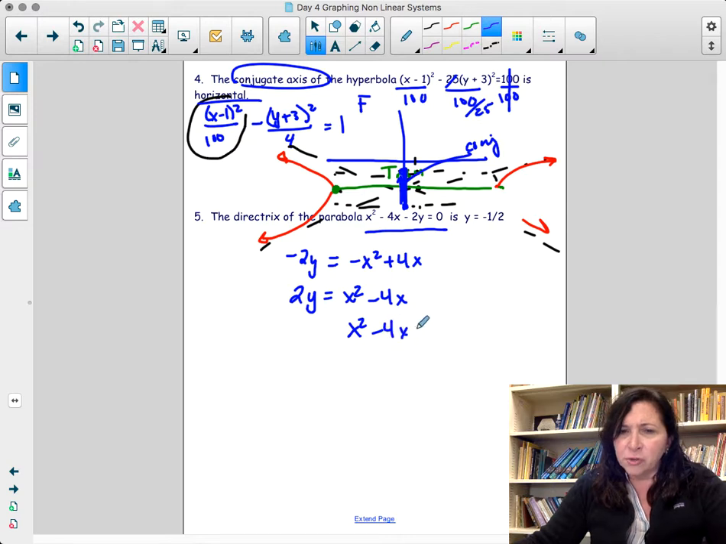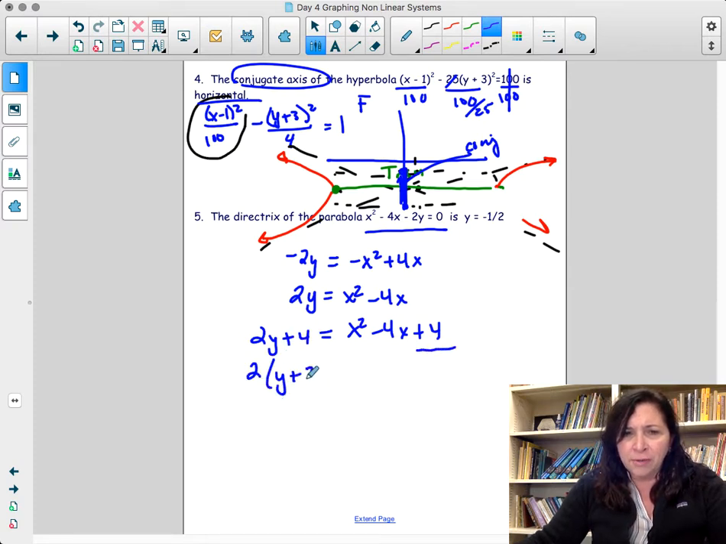Half of 4 is 2. 2 squared is 4. This is 2y. And then if I added 4 here, I have to do the same thing on the left. So I have 2 times the quantity y plus 2 equals the quantity x minus 2 squared. I'm going to divide by 2, so I get y plus 2 equals 1/2 times the quantity x minus 2 squared.